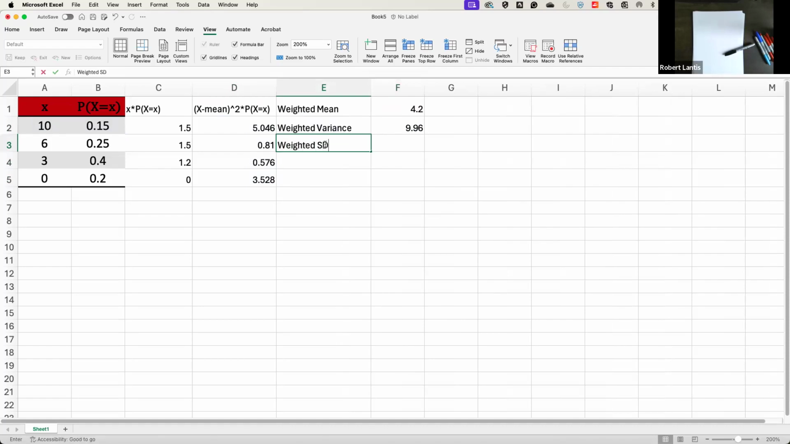To be complete, what's my weighted standard deviation? That's simply going to be take the square root of my variance. That's how you do it.